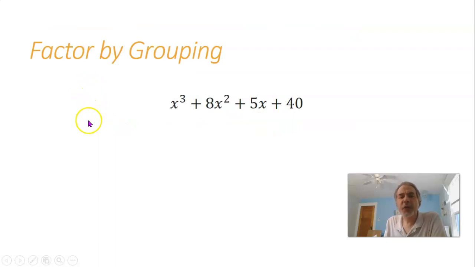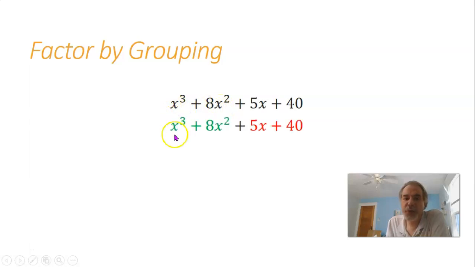Now let's talk about factoring by grouping. This is something to watch out for when you have 4 terms, 1, 2, 3, 4, and there's nothing that all 4 of them have in common. So like here, there's no common factor that x to the third and 8x squared and 5x and 40, all 4 of them have in common. But if we group them together, look at the first 2 of them, and then look at the last 2 of them. What do the first 2 have in common? X squared. We can pull an x squared out of those first 2. And what do the second 2, the last 2, have in common? What can we pull out of those?